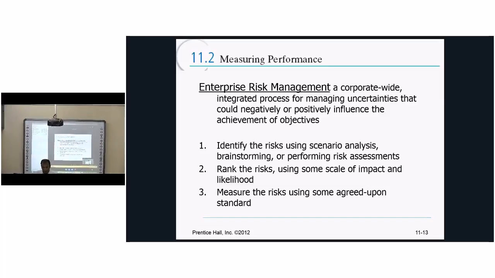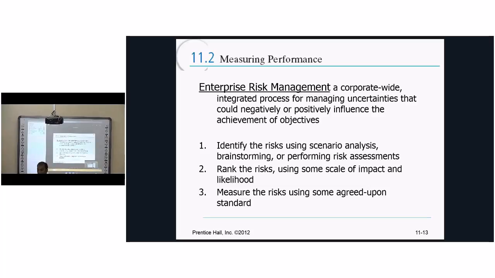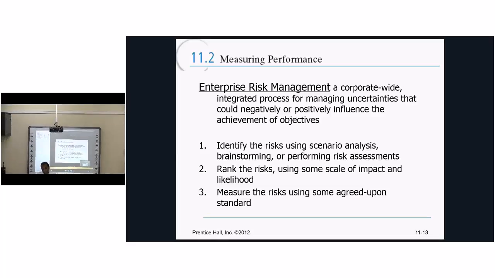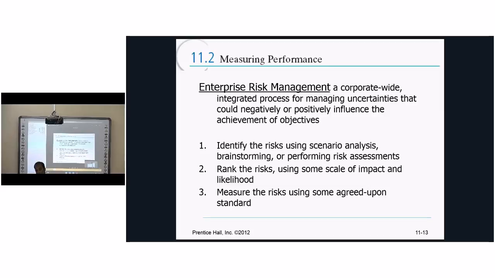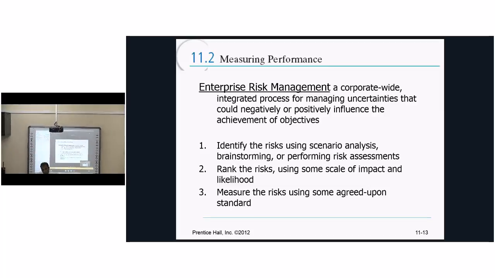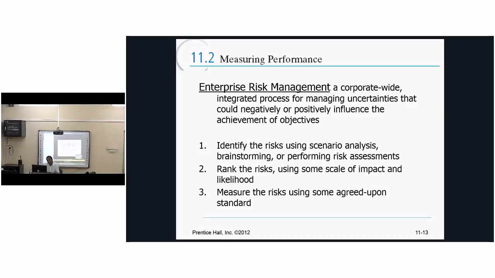So there is a new dimension in strategic management, which is known as enterprise risk management, which is a corporate-wide integrated process of managing uncertainties that could negatively or positively influence the achievement of the objectives. Now, you set out your strategy and you go and execute it. In the process of execution, you may have so many uncertainties and risks involved.